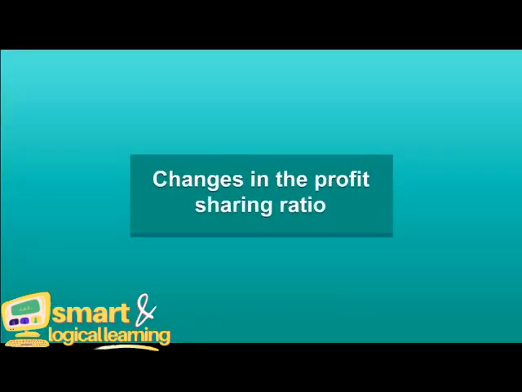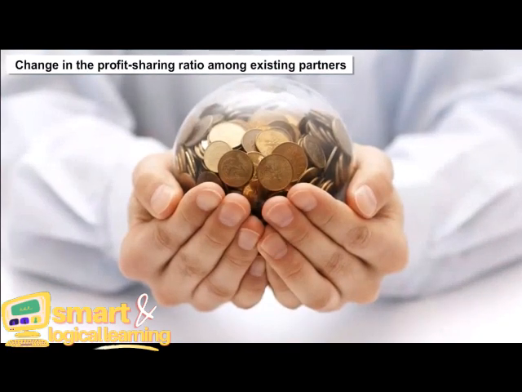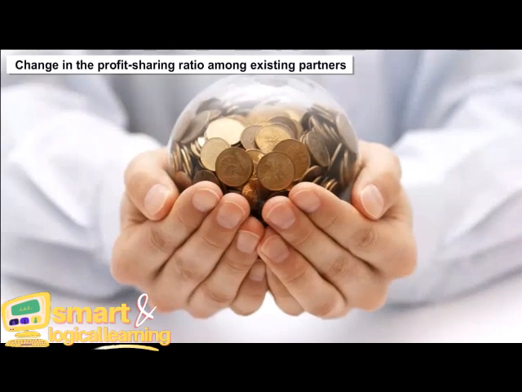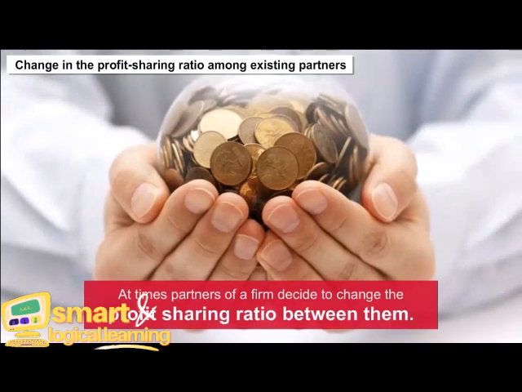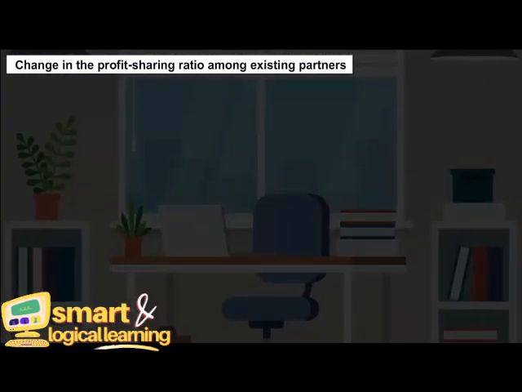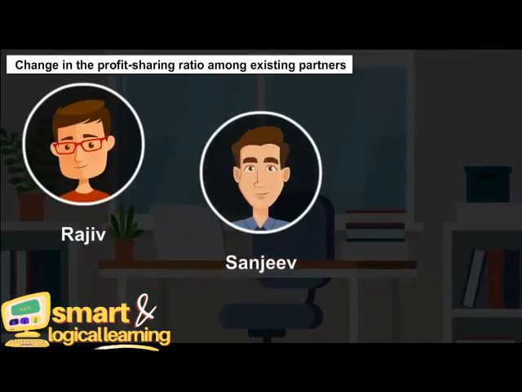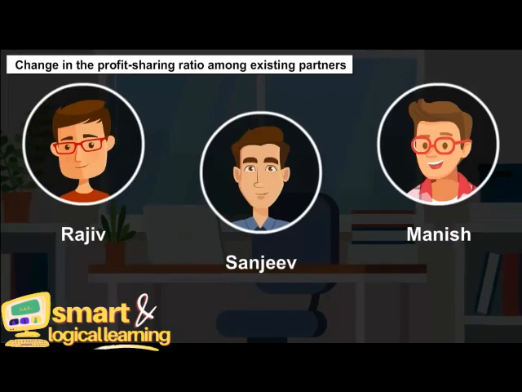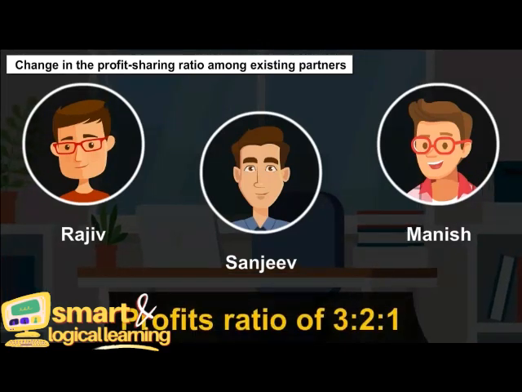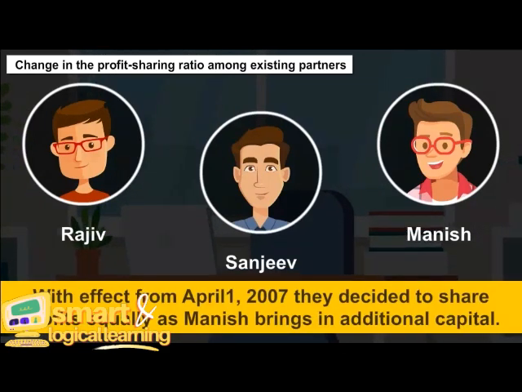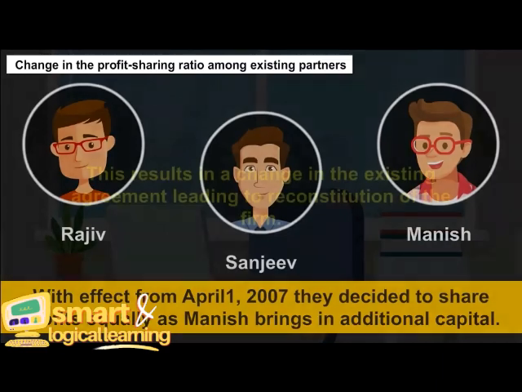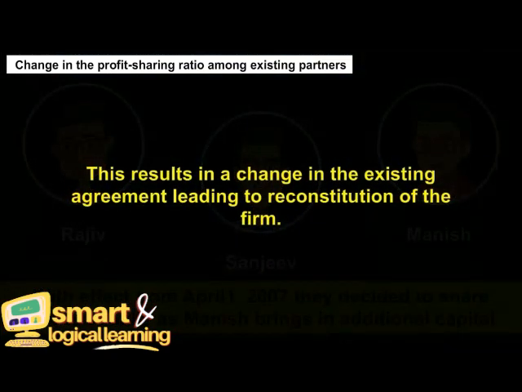Changes in the profit sharing ratio. Change in the profit sharing ratio among existing partners. At times, partners of a firm decide to change the profit sharing ratio between them. Let us understand with this example. Rajiv, Sanjeev, and Manish are partners in a firm sharing profits in the ratio of 3:2:1. With effect from April 1, 2007, they decide to share profits equally as Manish brings in additional capital. This results in a change in the existing agreement leading to reconstitution of the firm.